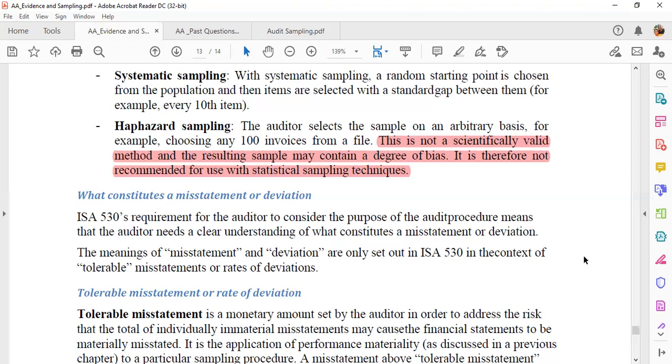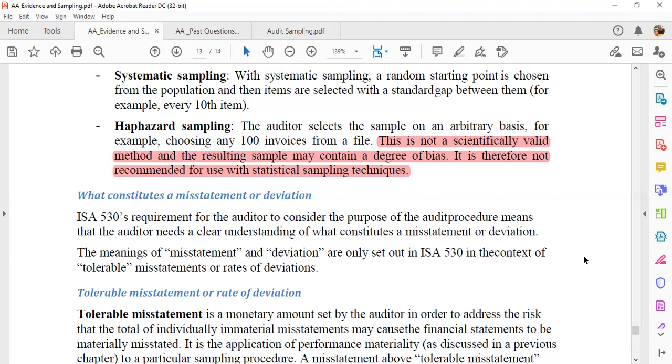What constitutes a misstatement is the difference between the tolerable misstatement, or sometimes we call it rate of deviation, and what we call misstatement. So if I say my tolerable is 10, or the rate of deviation that I expected to occur is 10.